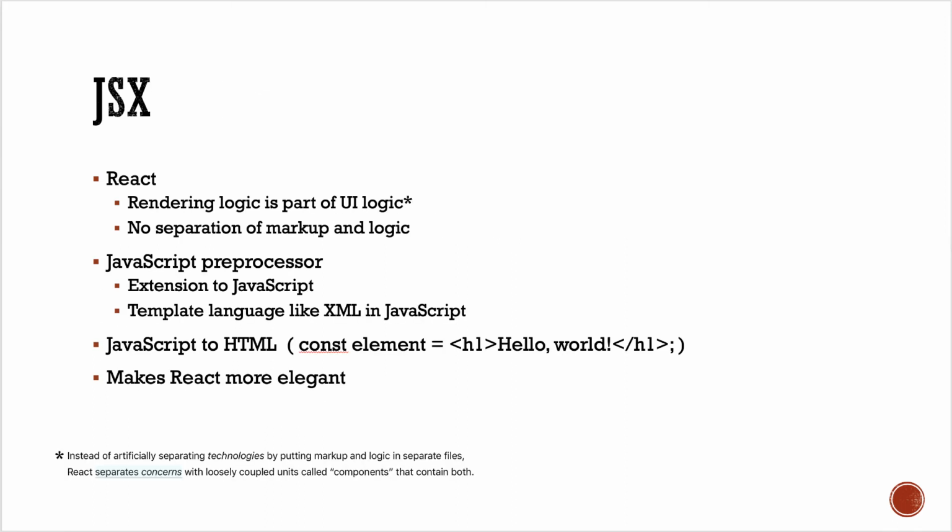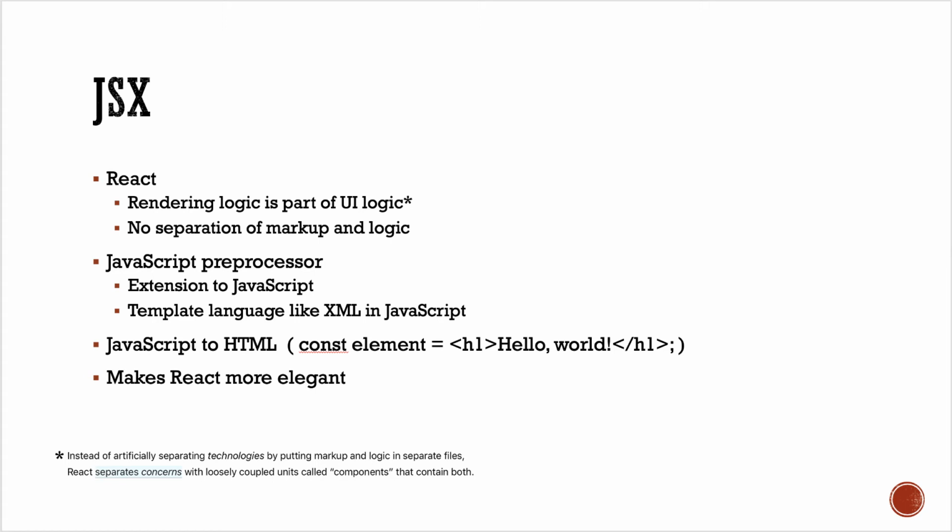JSX introduces the XML syntax to JavaScript. Traditionally, in web development, markup and logic have been kept separate. HTML files were separated from JavaScript files. In React, both these technologies are combined, and markup and logic are present in the same file. And so, in React, the rendering logic is part of the UI logic, and there is no separation between the markup and the logic that is associated with that markup.